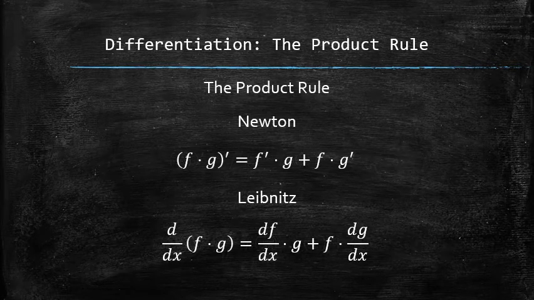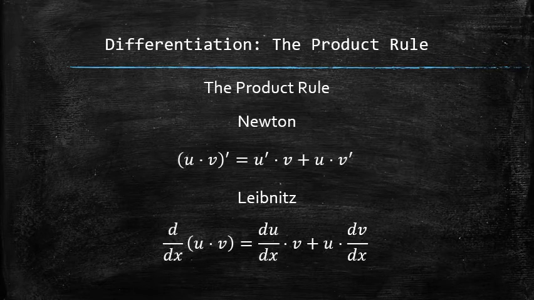We can ease the notation by dropping all the x's from the statements of the rule. It is also beneficial to know how to state the rule using different sets of letters. Here's the same rule written in terms of u and v.